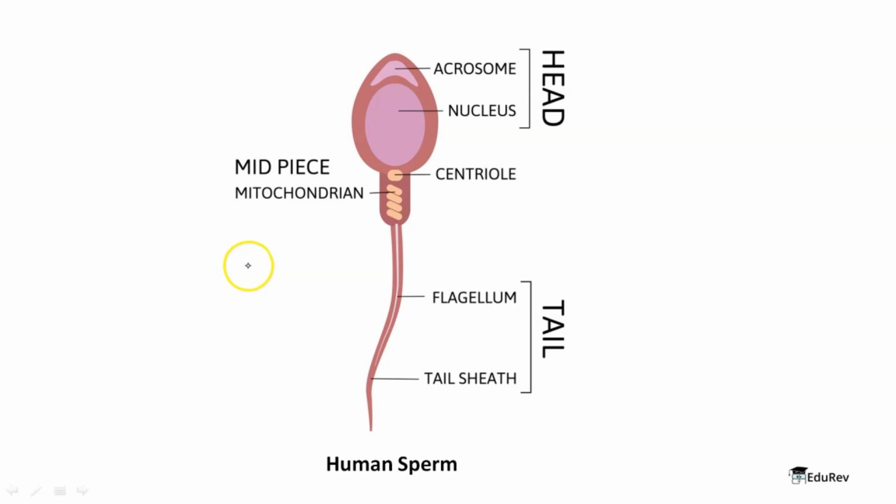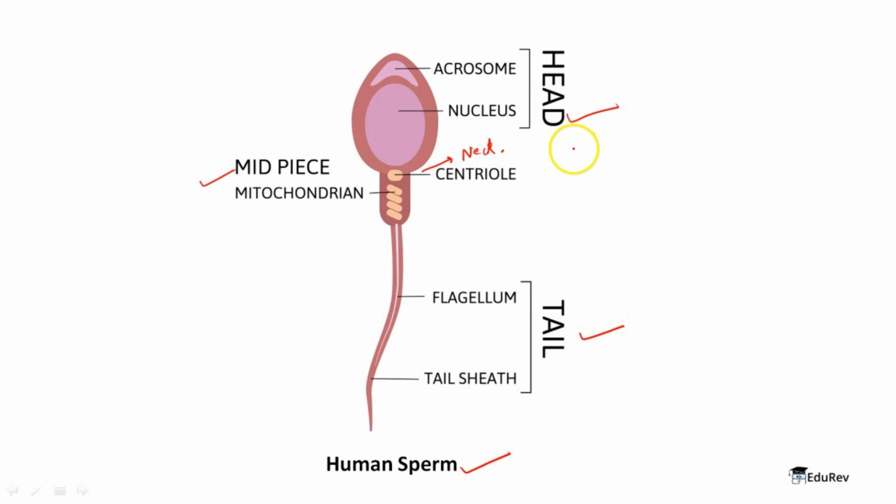So now let's study the structure of human sperm. The first part of human sperm is called the head region. The next small part that comes just after the head is our small neck region, right? After that, the middle piece comes. After the middle piece, the tail region comes, right?